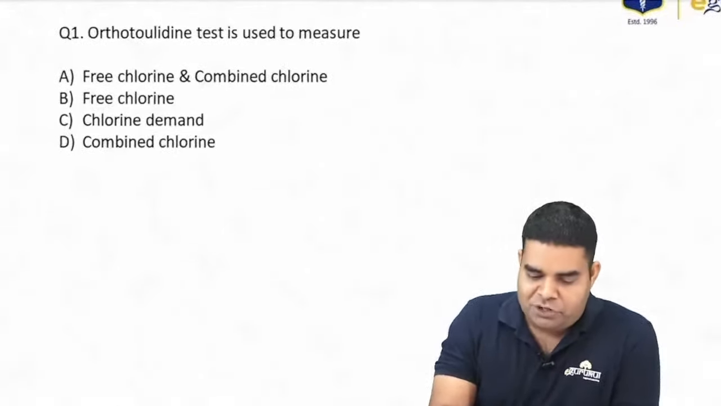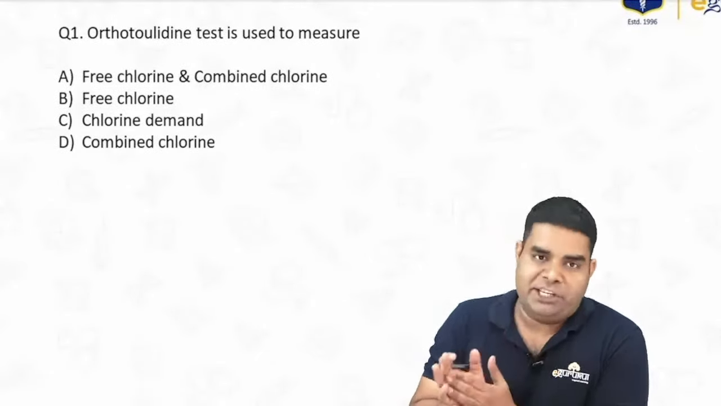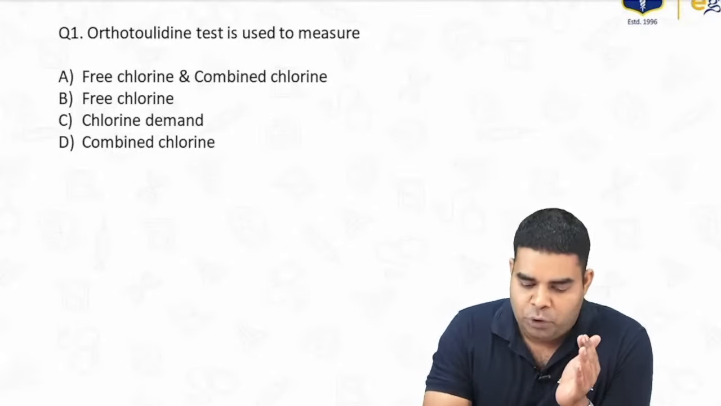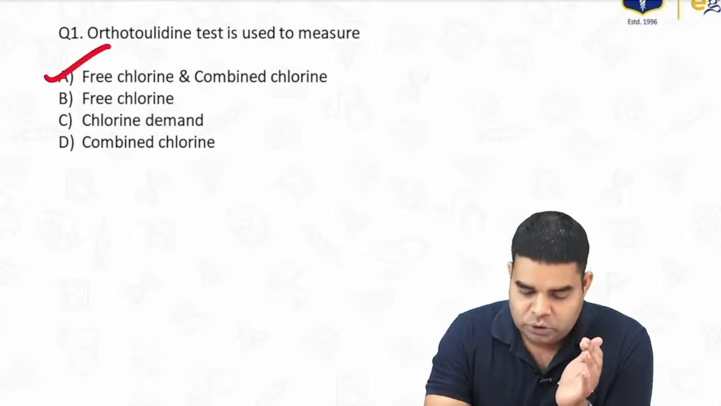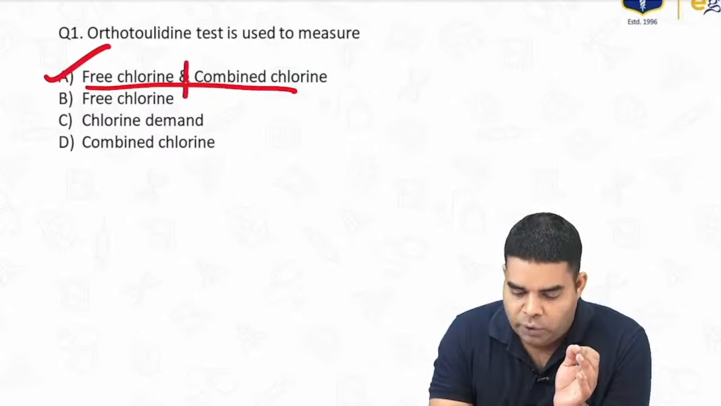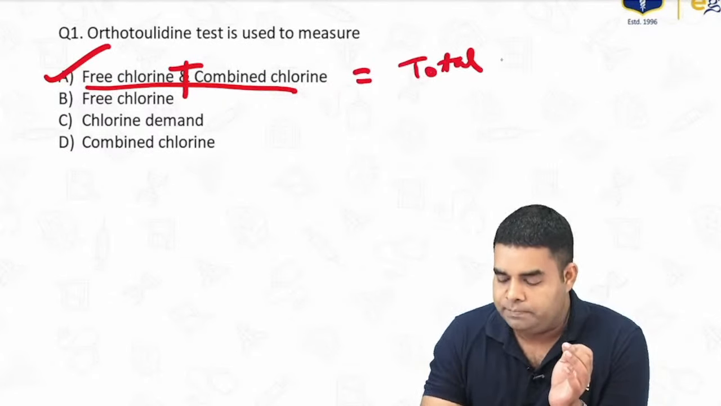So, the first question is on the orthotoluidine test and what does it measure? Please remember, the orthotoluidine test tells about free chlorine and combined chlorine both. So, the correct answer is 1. Now, if you add free and combined chlorine, this will become total chlorine.